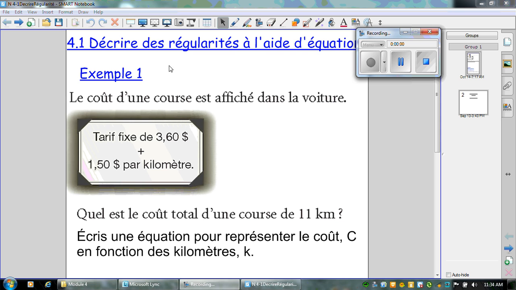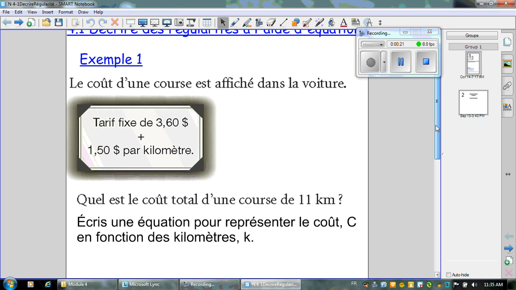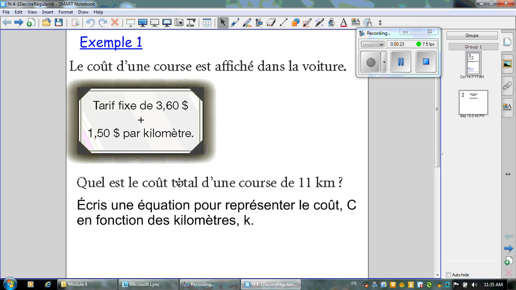So this is the first section in Module 4, describing patterns using equations. The first example we're going to look at is a taxi fare. The cost is $3.60 plus $1.50 for each kilometer. Your job is to find how much it would cost for 11 kilometers. So let's do that right now.